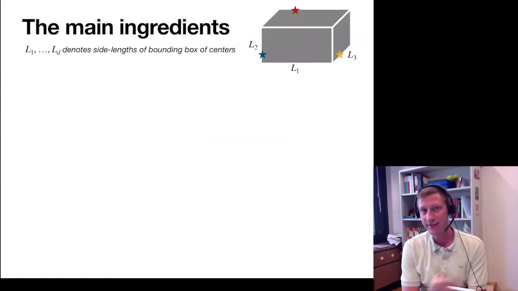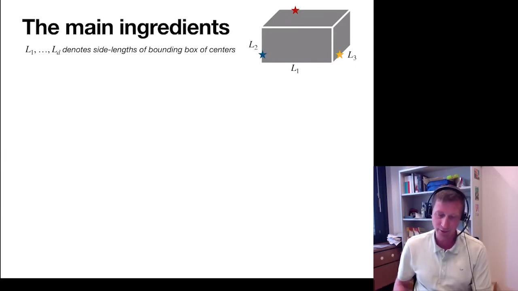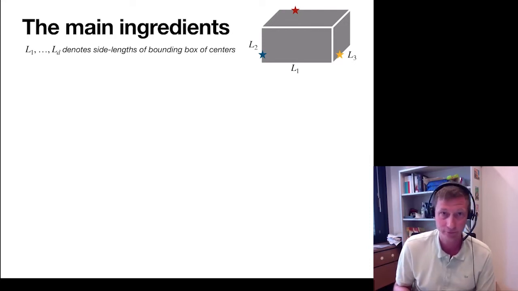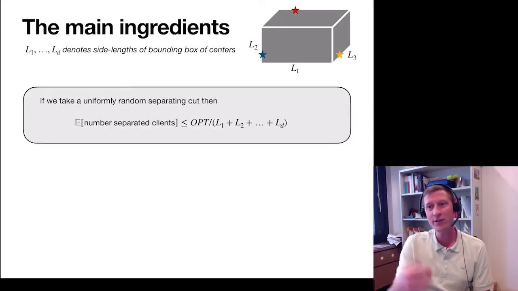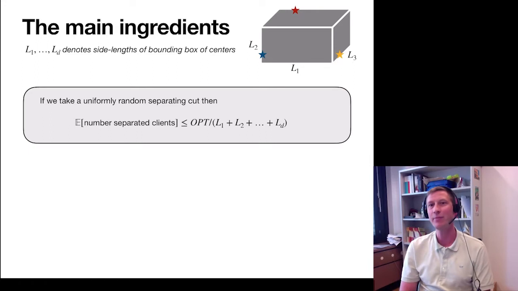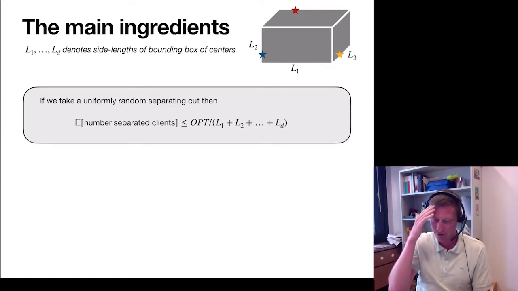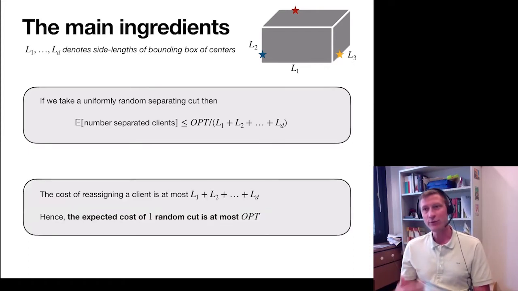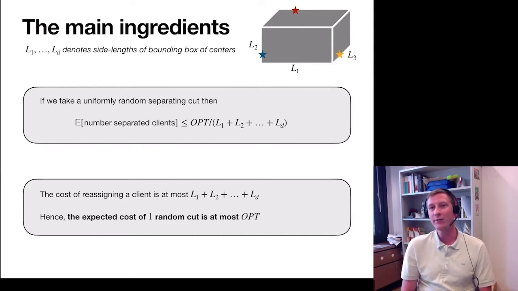So now we will take the same bounding box over the centers, but now we are doing it in general dimension. So the bounding box will have sides equal to the dimension of the instance. Again, you can redo the same analysis. You will see that if I take a uniform at random cut, then the number of separated clients is at most opt over the side lengths of the bounding box. That's the same. I didn't really use that the bounding box used the two guys, so that the dimension was two.